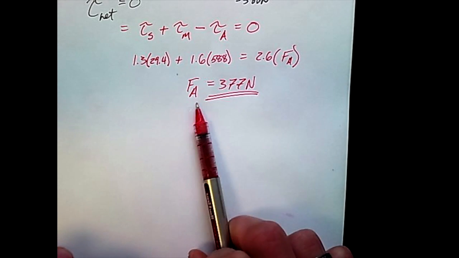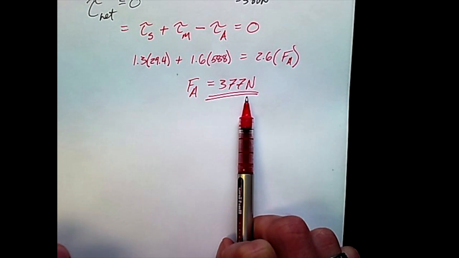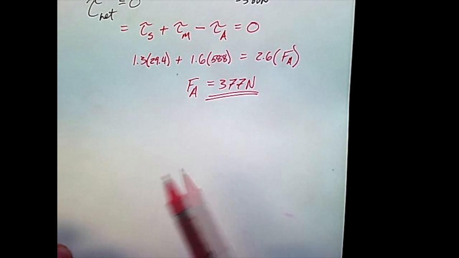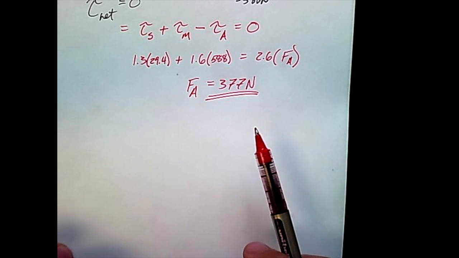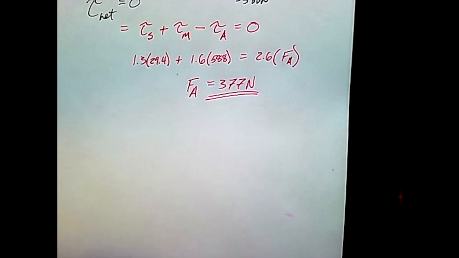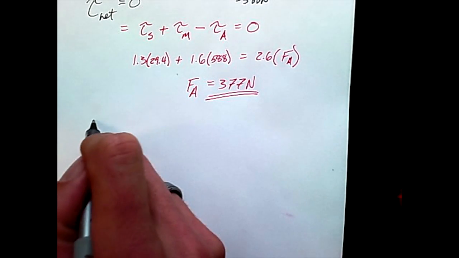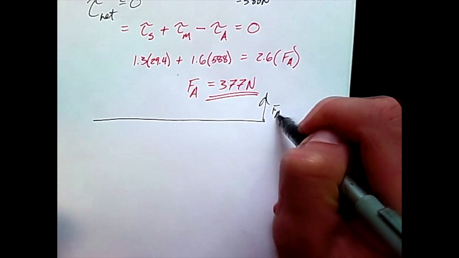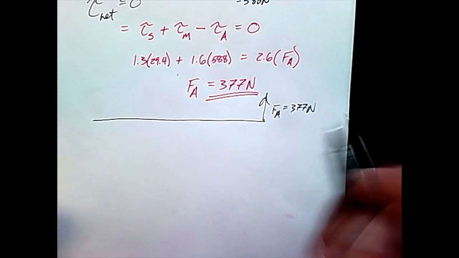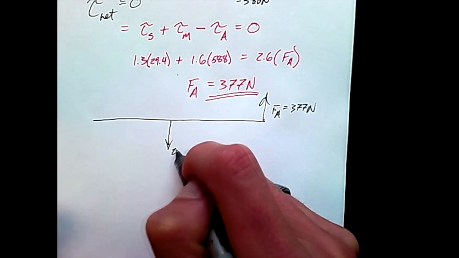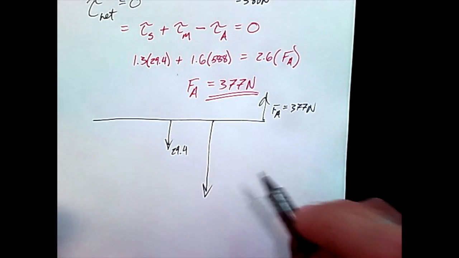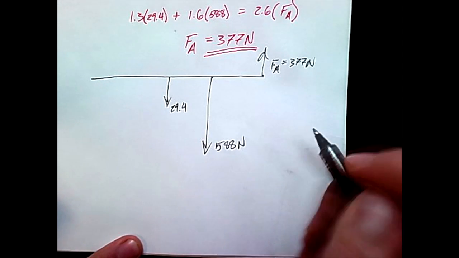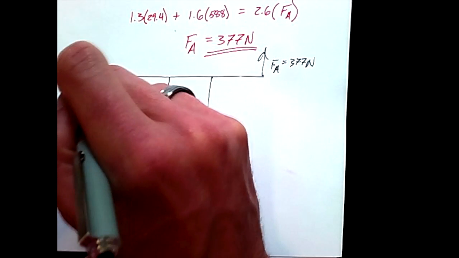Once you've solved for the force of Anita as 377 newtons, one solution to find the force of Orrin is to reverse the process. In other words, move the pivot point to where Anita is and repeat. So if I were to think about the stretcher again, I'll just redraw it so that we can see it. I know that Anita is now pulling up at 377 newtons. I know the stretcher is pulling down at 29.4 newtons, and I know the man is pulling down with a force of 588 newtons. Orrin is out here on the left-hand side and is the new unknown.